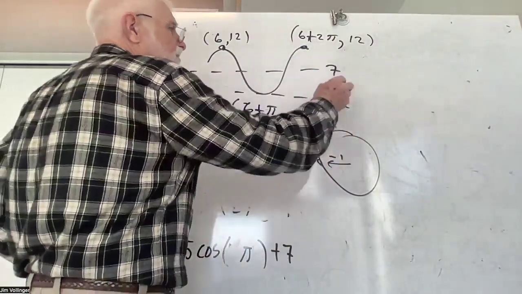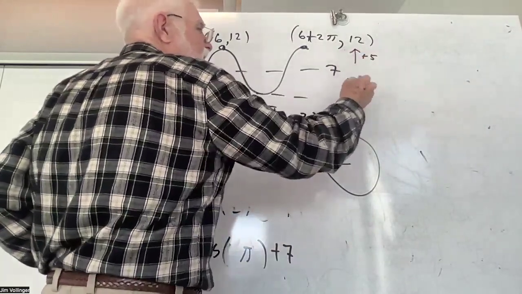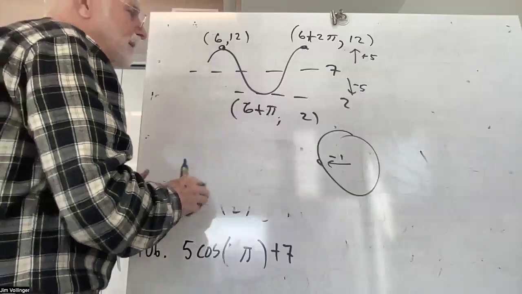And there, I'm changing by 5. Yeah, that's a better change of 5. That's a better up 5. That's a better down 5. Yeah, and so that's your graph.